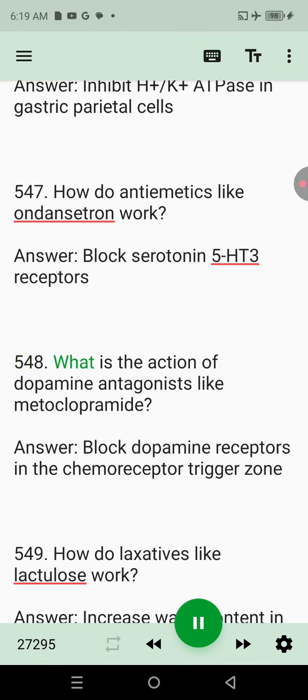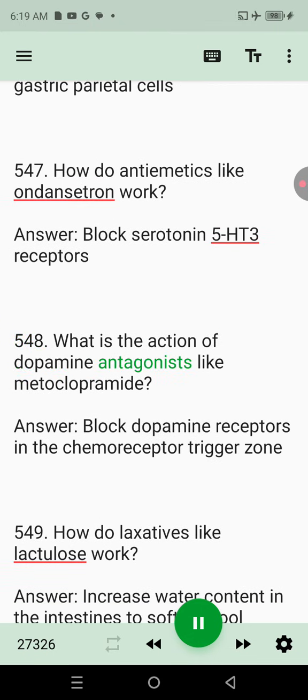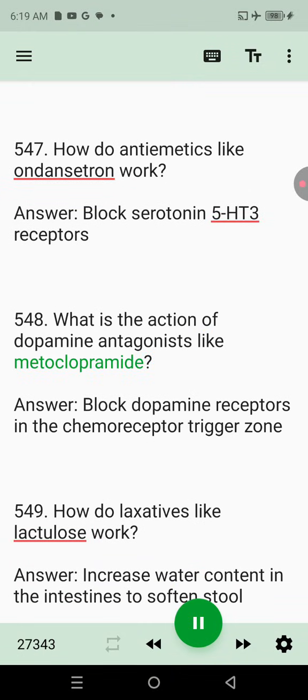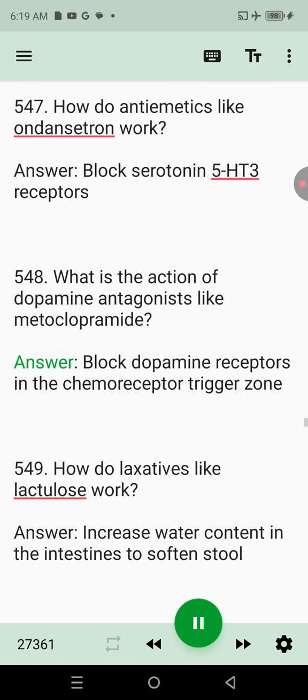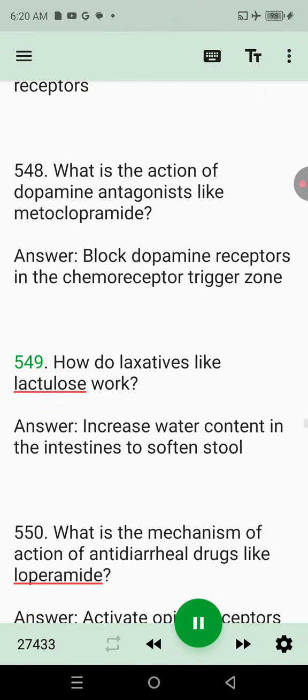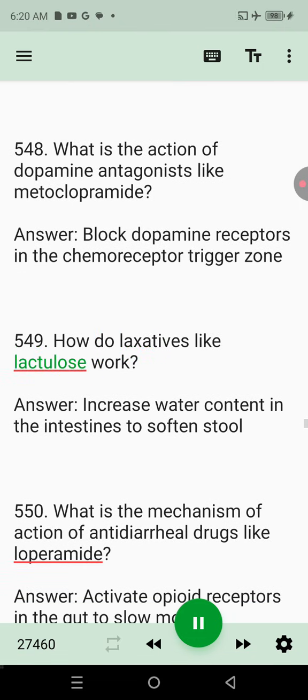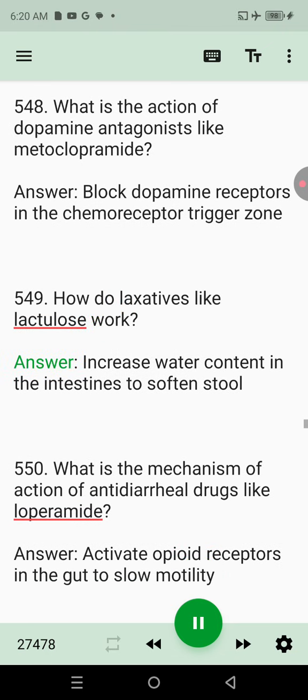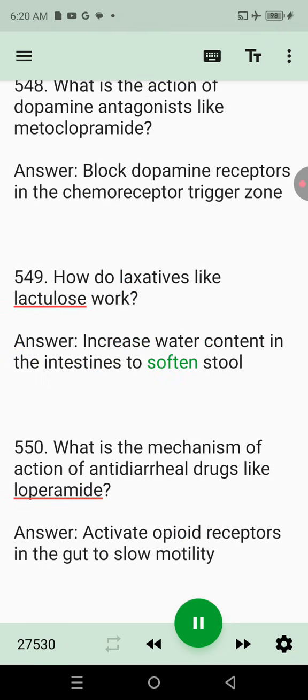548. What is the action of dopamine antagonists like metoclopramide? Answer. Block dopamine receptors in the chemoreceptor trigger zone. 549. How do laxatives like lactulose work? Answer. Increase water content in the intestines to soften stool.